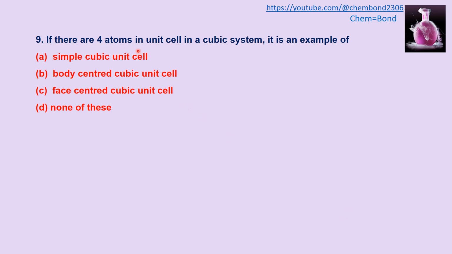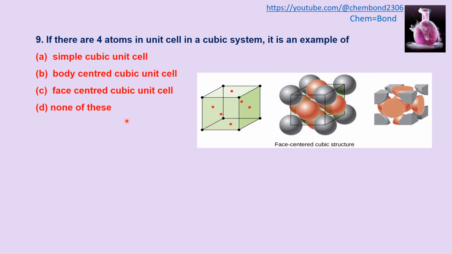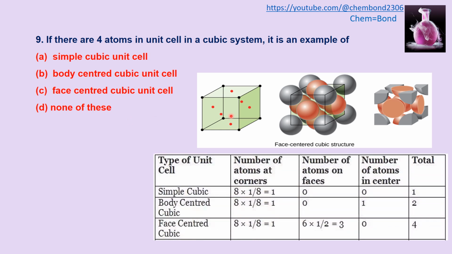If there are 4 atoms in the unit cell of a cubic system, it is the example of: simple cubic unit cell, body center cubic unit cell, face center cubic unit cell, none of these. So first we will know about the face center cubic system, in which an atom is present at each face. So if we look at the structure, the red atoms are present at each face, and the blue or gray atoms are present at the corners.